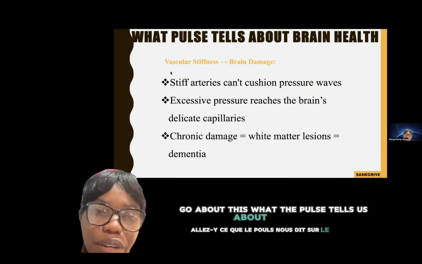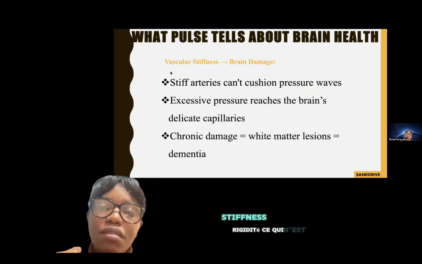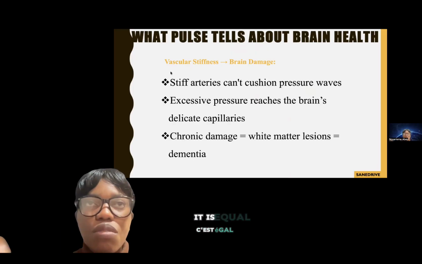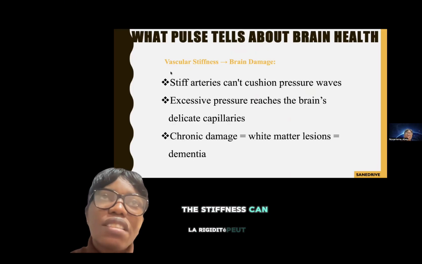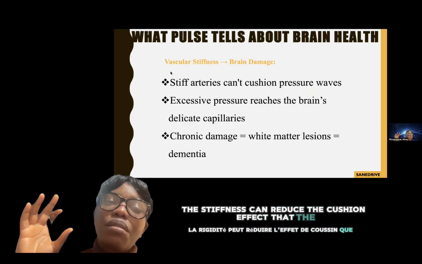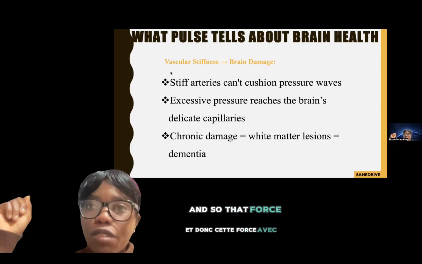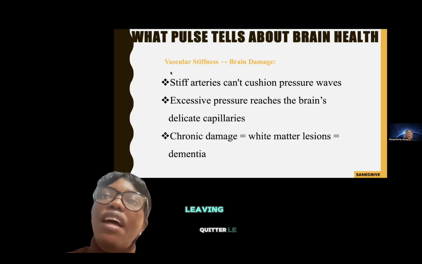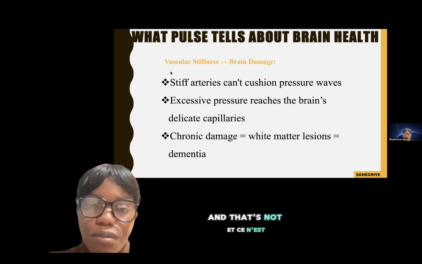What the pulse tells us about the brain is that whenever there is vascular stiffness, maybe there's a restriction, it is equal to brain damage. Why? Because there are three major things that happen. The stiffness can reduce the cushion effect that the artery has. And so the force with which the blood is leaving the heart is what it will transfer. You know, what we call transferred aggression. That is what gets to the brain, and that's not good for it.